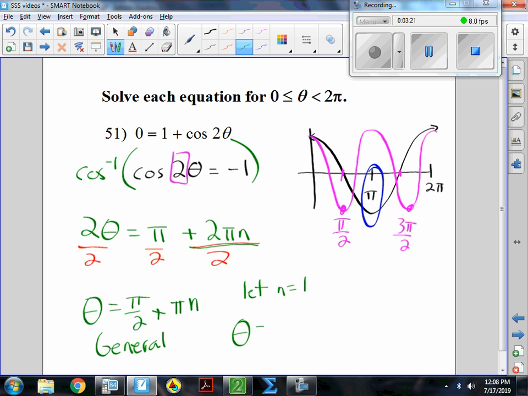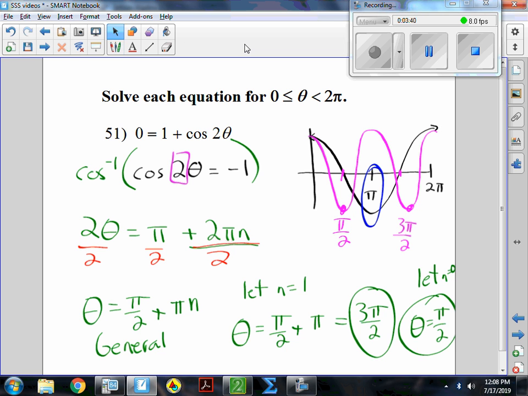And theta will equal pi over 2 plus pi times 1. So pi over 2 plus pi is equal to 3 pi over 2. If I let n equal 0, then theta equals pi over 2. So graphically, you should have an understanding of why there are 2 solutions and possibly how to get it. And then you also want to be able to work through it algebraically.